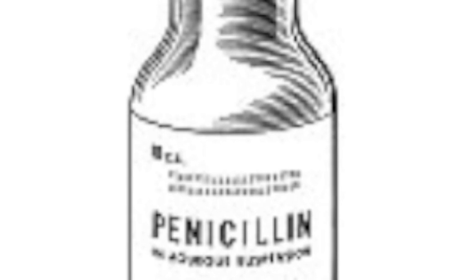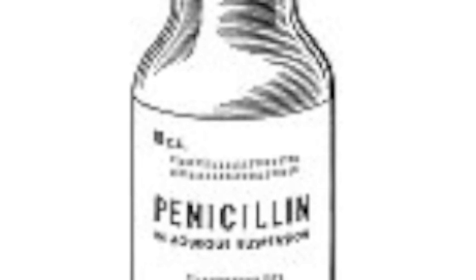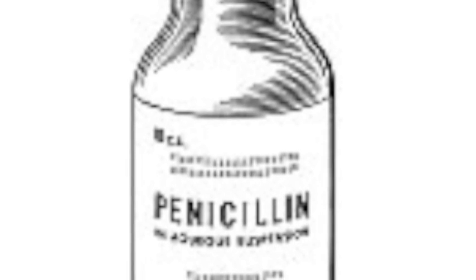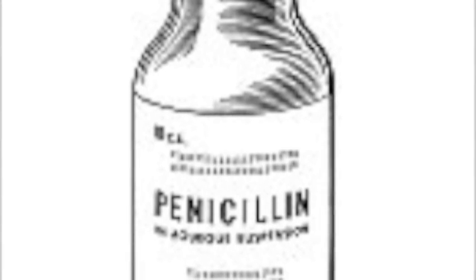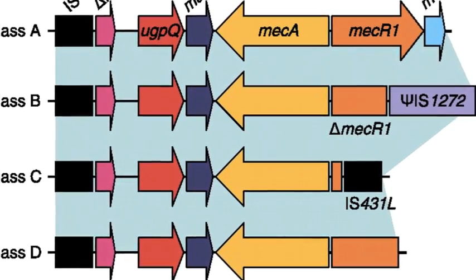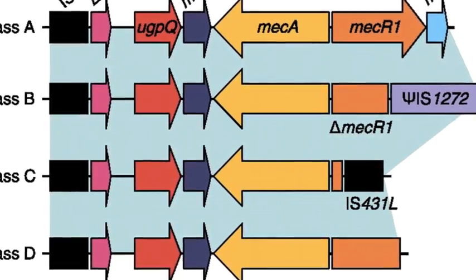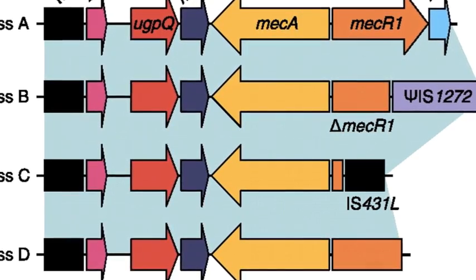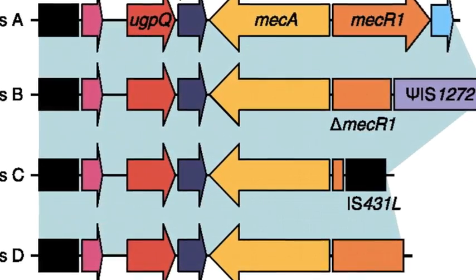In 1943, penicillin became the first widely used antibiotic. In 1945, more than 20% of the staph strains were already resistant to penicillin. This bacteria had an enzyme called penicillinase that could destroy penicillin. In 1959, doctors started to use the antibiotic methicillin, but within 2 years, methicillin-resistant strains of staph appeared.